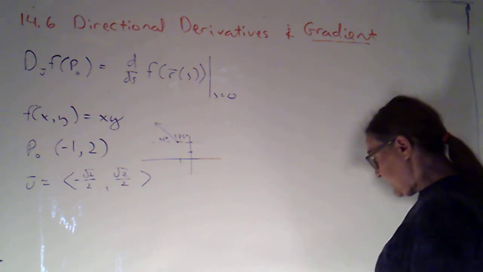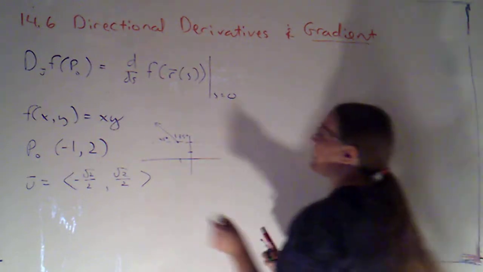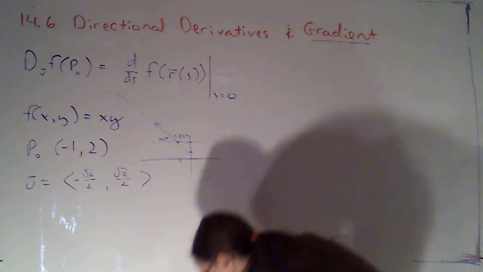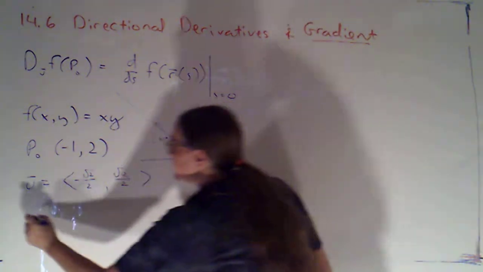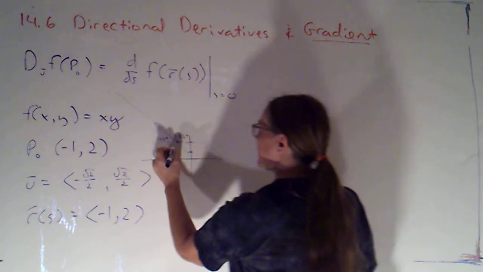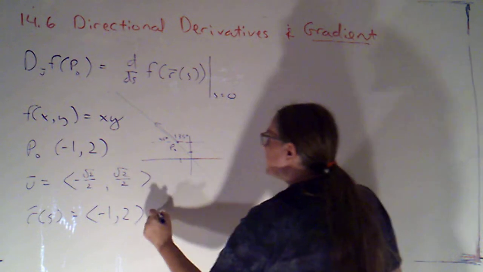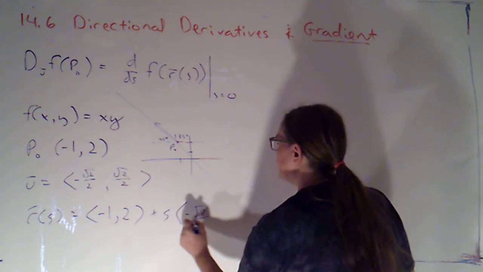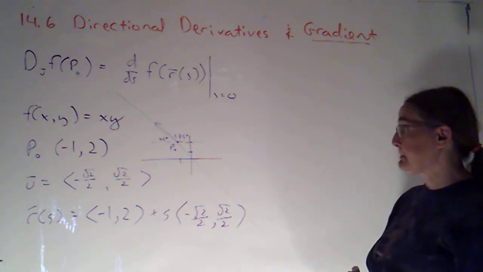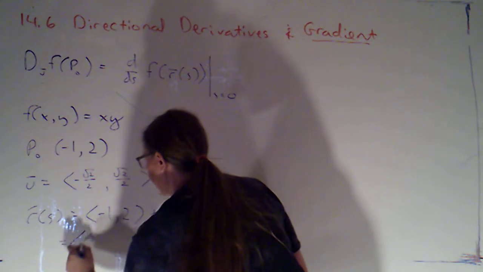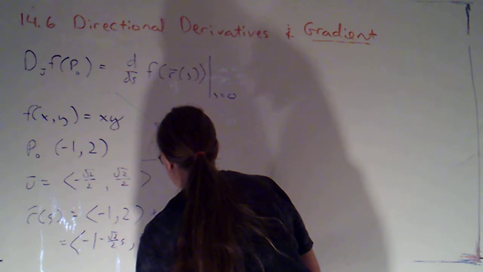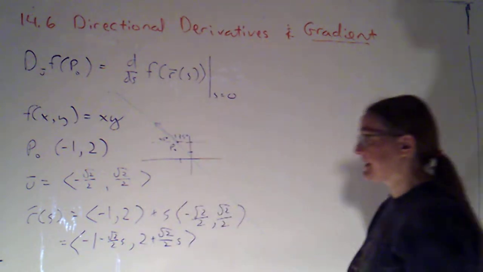Okay, excellent. So now, if I want to parameterize this line that passes through that point, I can do that. I'm going to say that that line is r of s equal to -1, 2, choosing p naught here as our starting point, plus s copies of negative root 2 over 2, root 2 over 2. I'm going to go ahead and combine that into a single vector, so -1 minus root 2 over 2 s, comma 2 plus root 2 over 2 s.